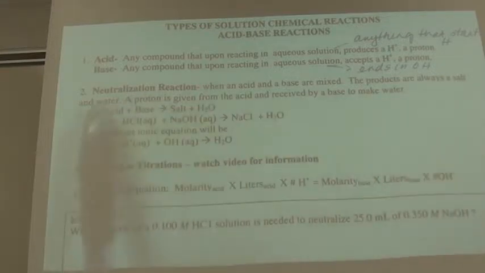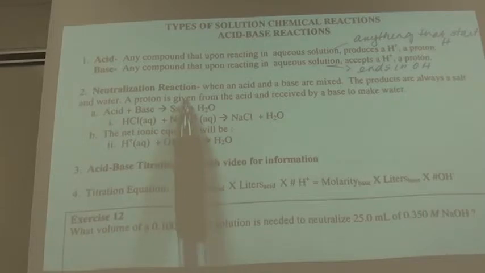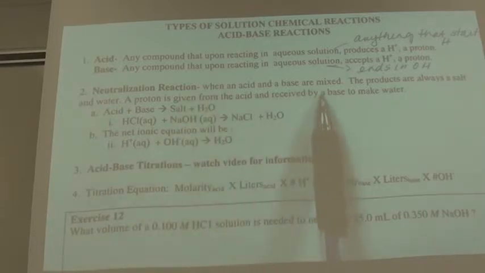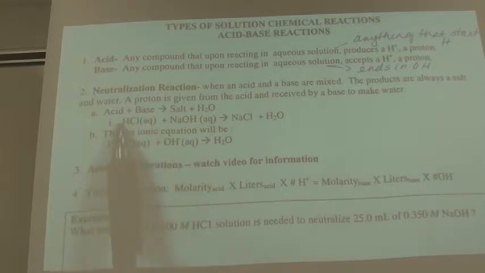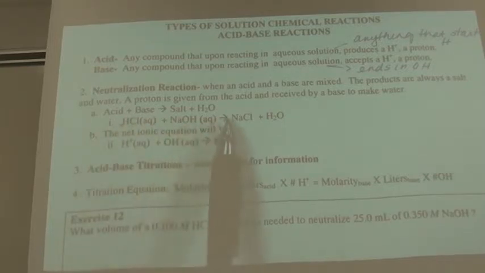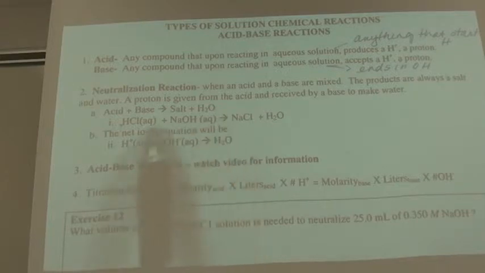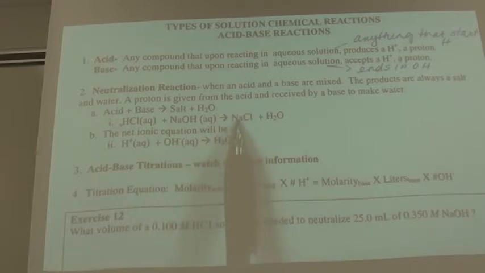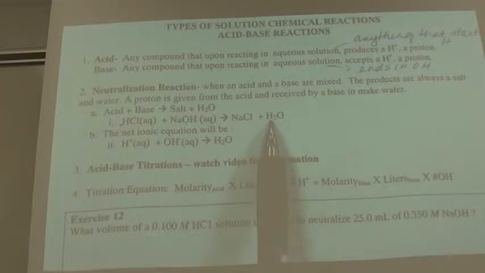We have the salt and water. A proton is given from the acid and received by the base to make water. So here we have a strong acid, HCl, hydrochloric acid, mixes with sodium hydroxide. This double replacement reaction has the cation ions changing places. So sodium is now paired with the chlorine, and the OH is paired with the hydrogen ion.